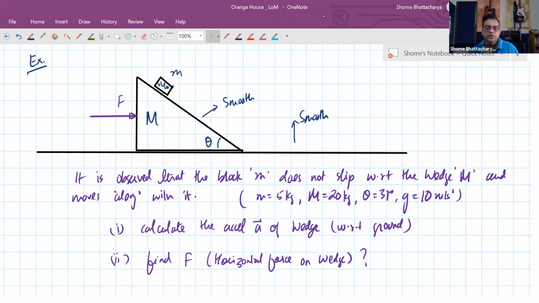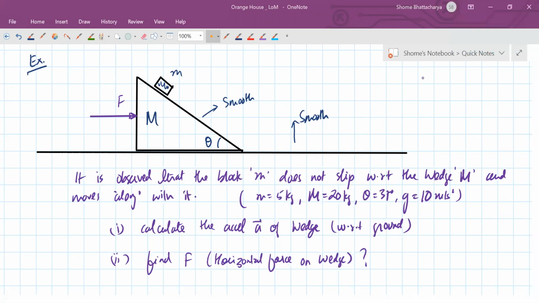Okay, you understood the question, all of you? So just try this out. The hint to you is, start by making the free body diagram of the block in the wedge's frame. Okay, so that's the hint. If you do that step correctly, you'll be able to understand how to do this.